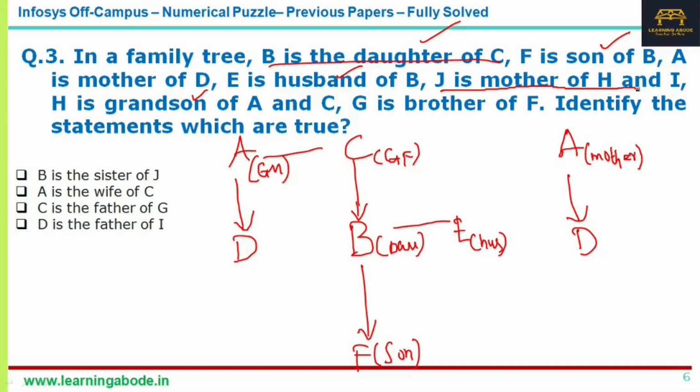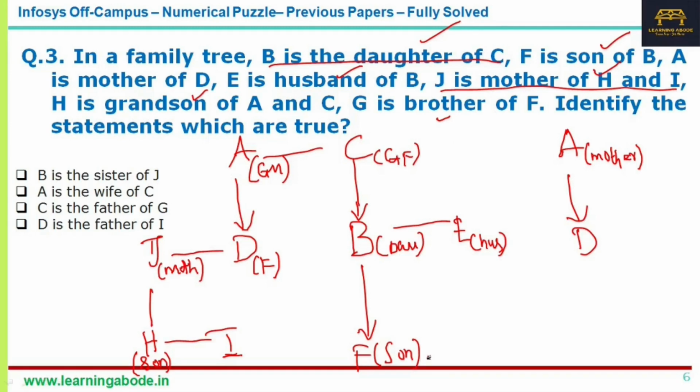See, J is the mother of H and I. Now let's consider this. J is the mother of H and I, which means H's father is D. Okay, that means D is the father. J is the mother of H and I, so H and I are siblings, right? And H is the grandson of A and C. So we know the gender of H. We do not know the gender of I. And the last one is G is the brother of F.